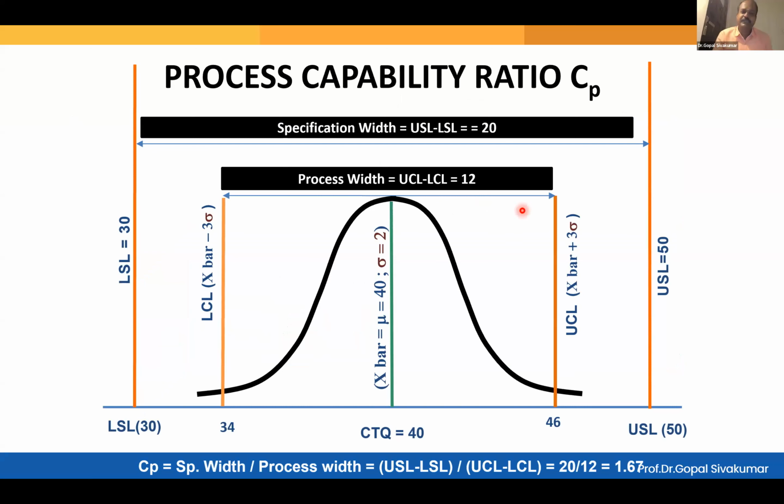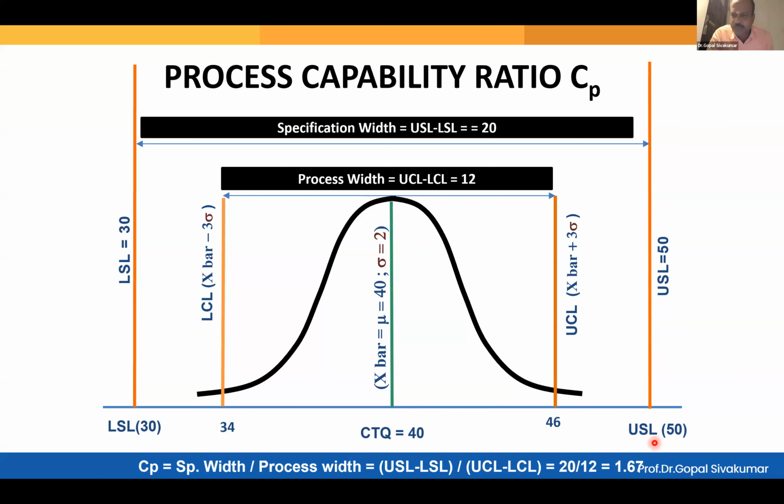Okay. See here, there is a scenario. Upper spec is 50. Lower spec is 30. Upper control limit 46. Lower control limit 34. Process average is 40. So this is the situation. Now I want to know whether my process is capable or not. Now you calculate Cp. The formula is here, USL minus LSL divided by UCL minus LCL. Now Cp equal to 1.67.